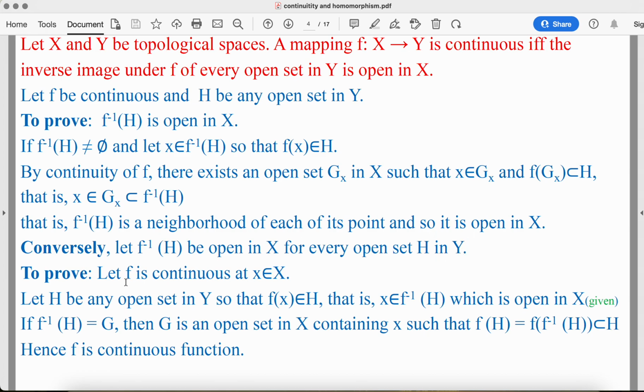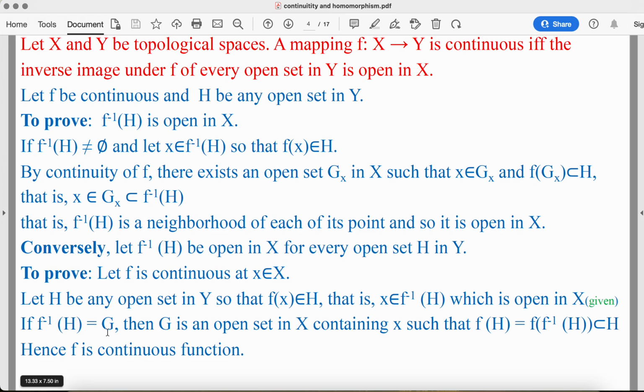Now we will show that f is continuous at x belonging to X. Let H be any open set in Y so that f(x) belongs to H. It means x belongs to f inverse of H, which is open in X, because it is given to us that the inverse image under f of every open set in Y is open in X. So x belongs to f inverse of H, which is open in X.